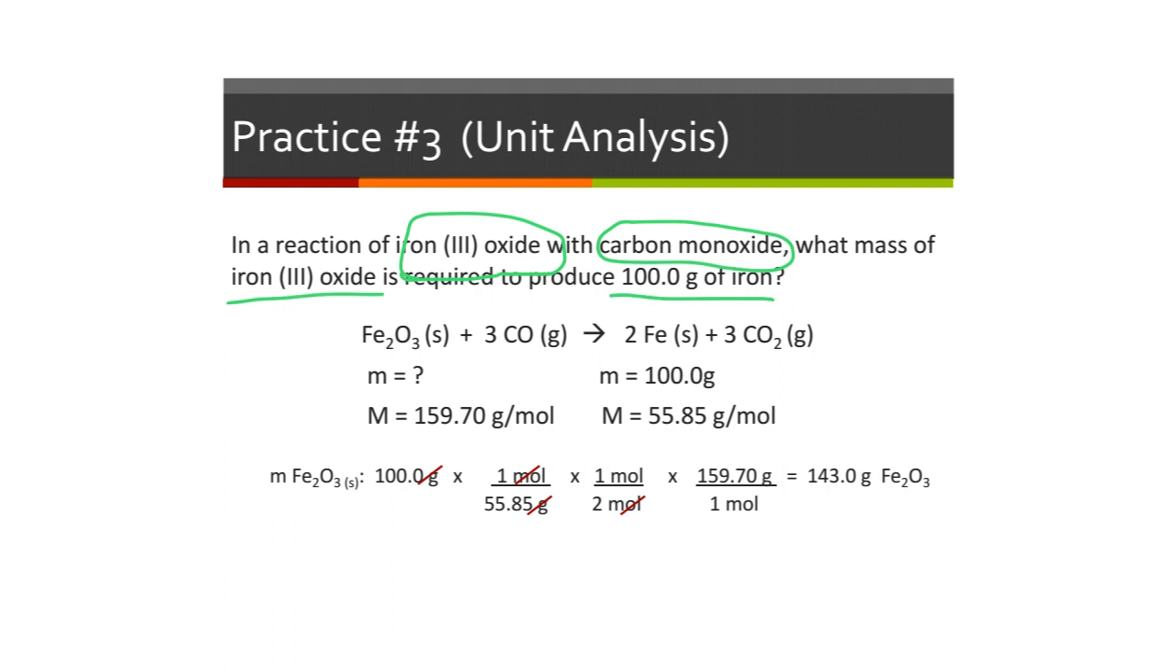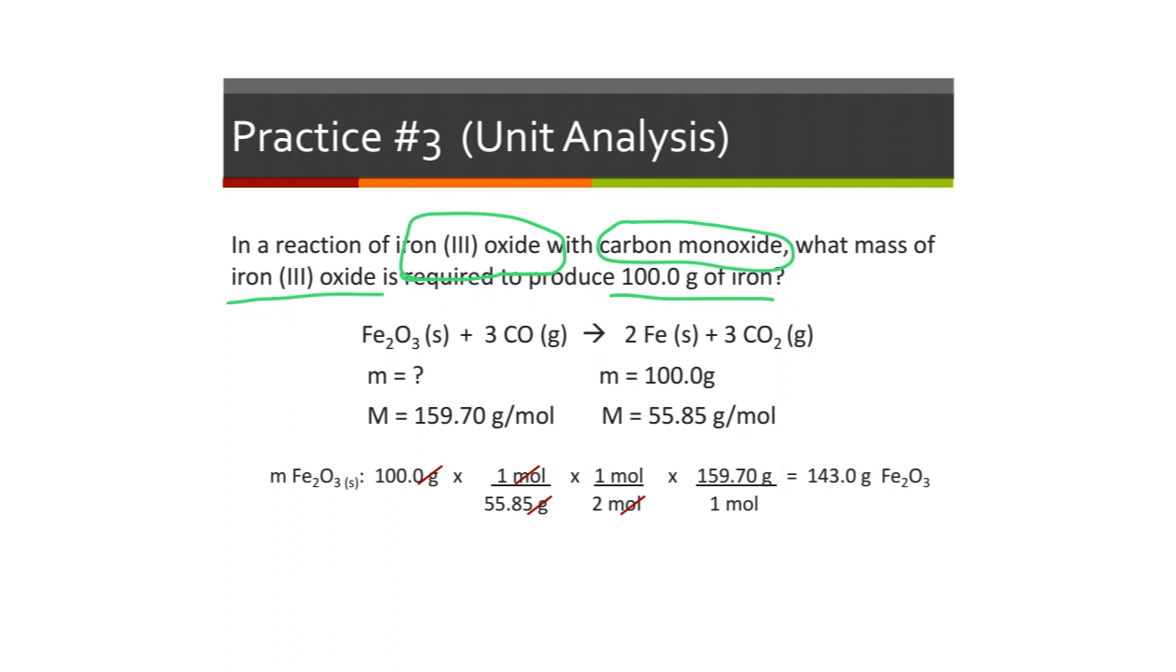Then we list our information. We're asked to find what mass of iron(III) oxide is required, so that is our unknown. We're told we need to produce 100 grams of iron, so that is our given. The last thing we need to do is determine the molar masses. The molar mass of iron(III) oxide is 159.7, and the molar mass of iron is 55.85.